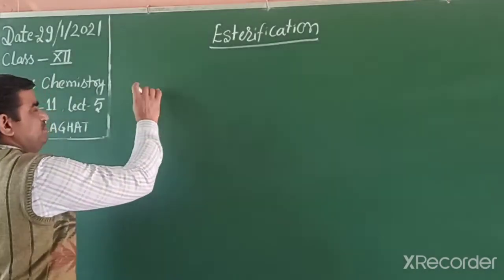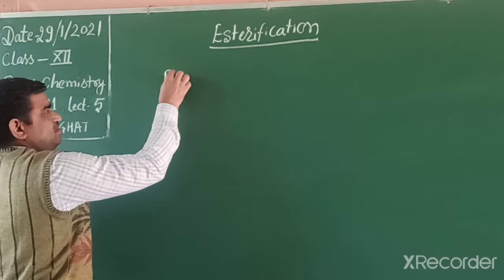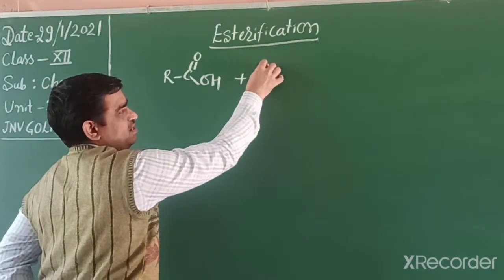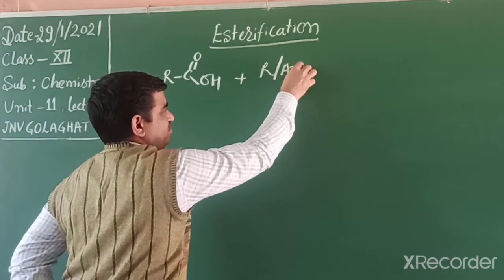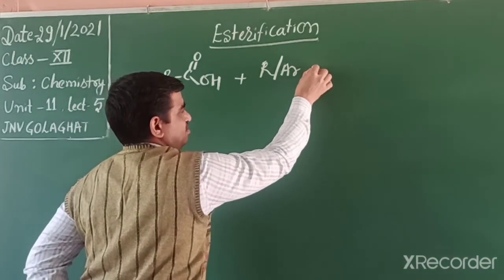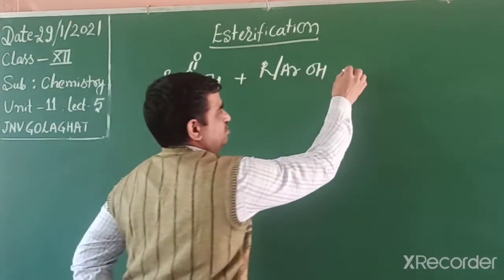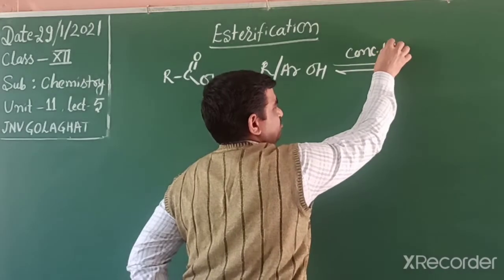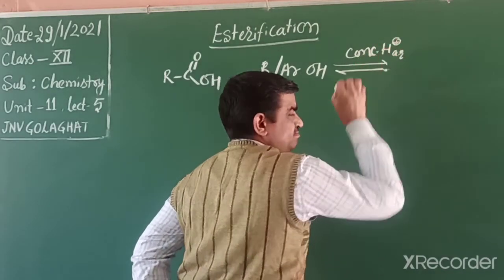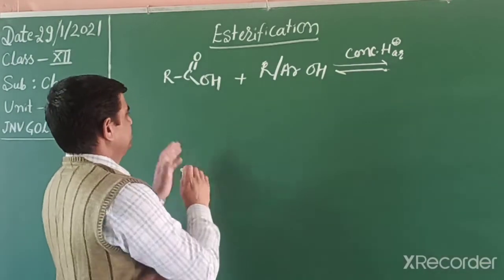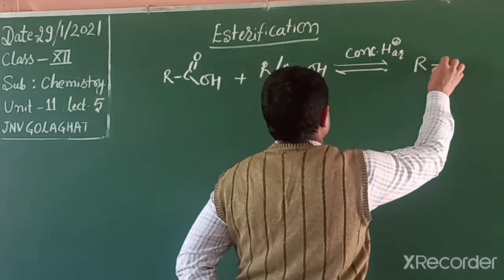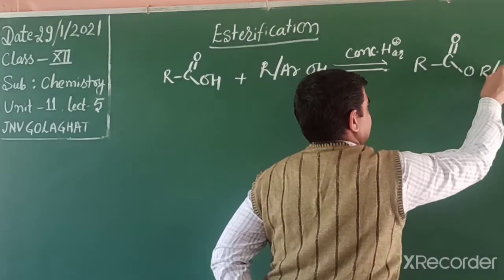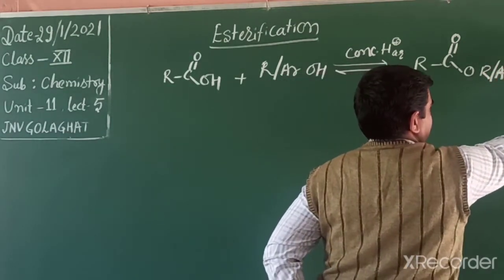So if we write any carboxylic acid reacting with an alcohol or phenol, in the presence of concentrated sulfuric acid, it converts to the corresponding ester, and releases a water molecule.